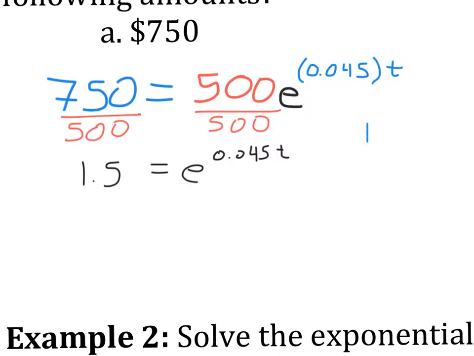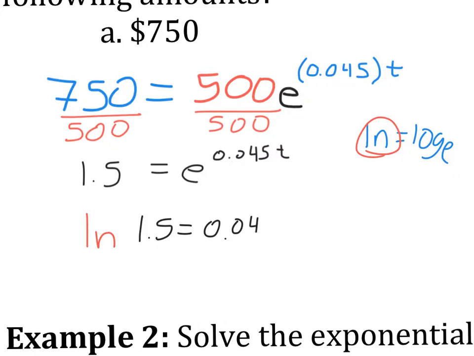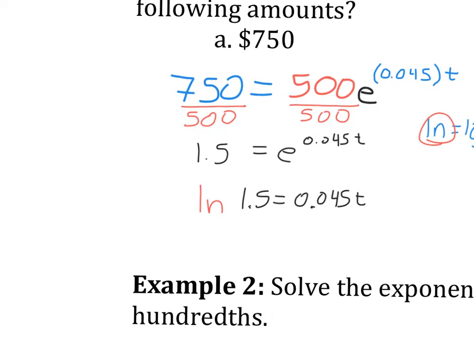Remember that what we just defined earlier is that natural log is log with base e. So if I convert this to natural log, it's going to look like this. The natural log of 1.5 is equal to 0.045t. Now what did I do there? Just to recall, this base is now under there. So I took the natural log of this 1.5 equals the exponent over there, like so.